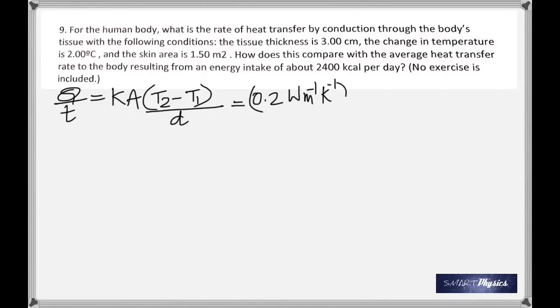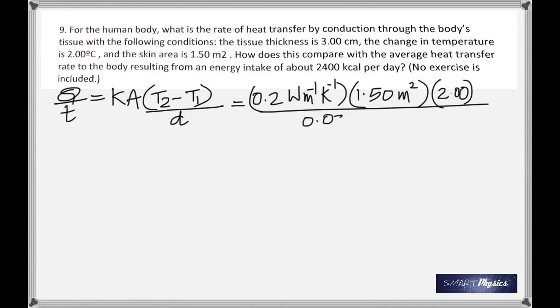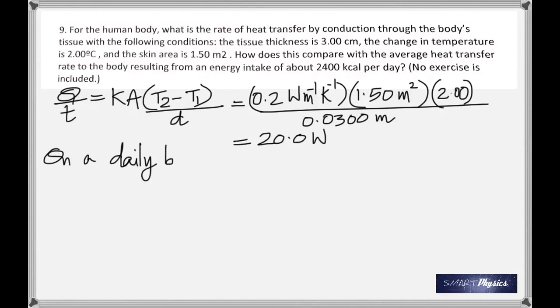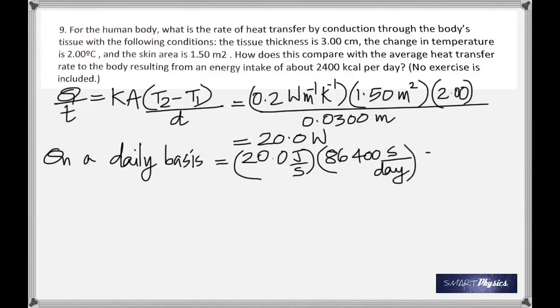K is 0.2, area is 1.50, change in temperature is 2, so it's T2 minus T1, and D is 0.03, the tissue thickness in meters, which gives 20 watts. And the daily intake: watts is per second, so you have to multiply by 86,400 because that's how many seconds are there in one day. So 1728 kilojoules per day.